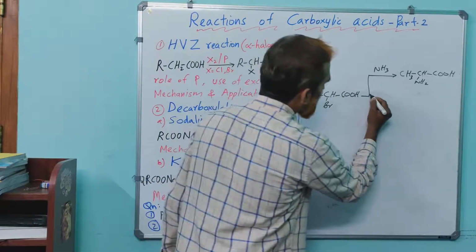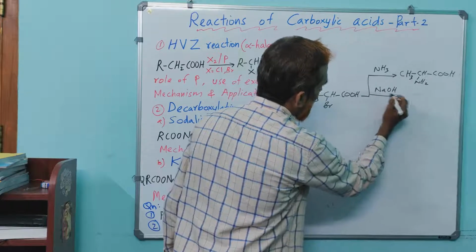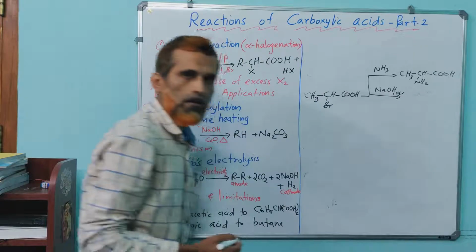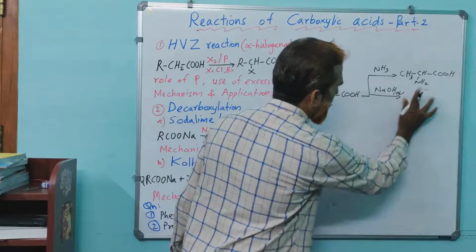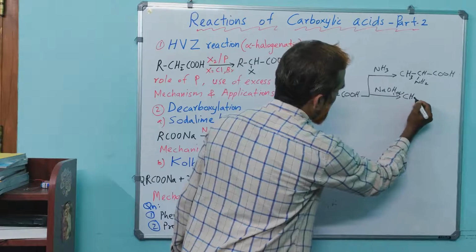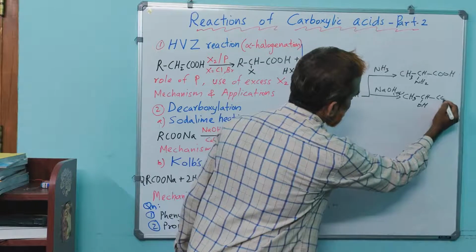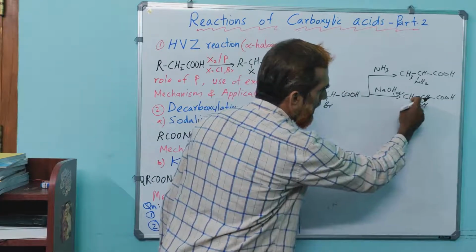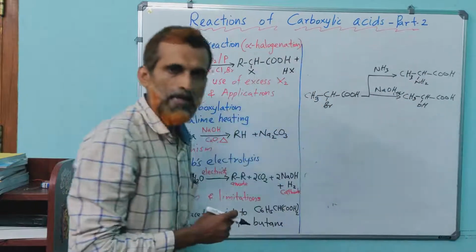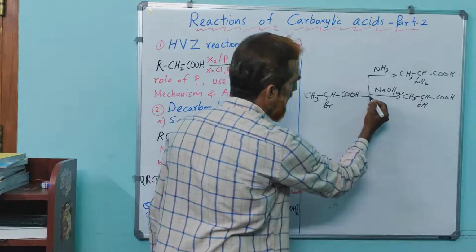The next one is, if you are using aqueous NaOH, what do you get? Aqueous NaOH. You know the nucleophile is OH minus, so Br will be replaced by OH minus. It's a kind of hydrolysis, and you get the product, that is alpha hydroxy acid. Remember, if you heat it, it can lose water and form a double bond here. You get alpha beta unsaturated acid. Okay, that is an extension of this reaction.